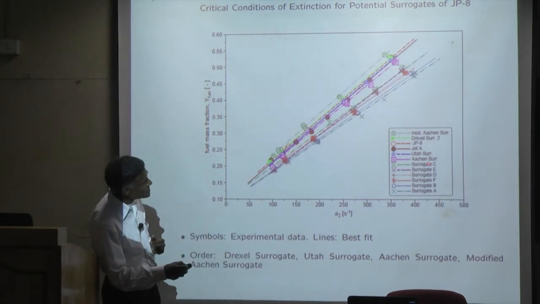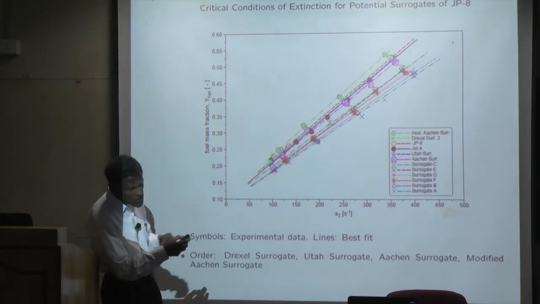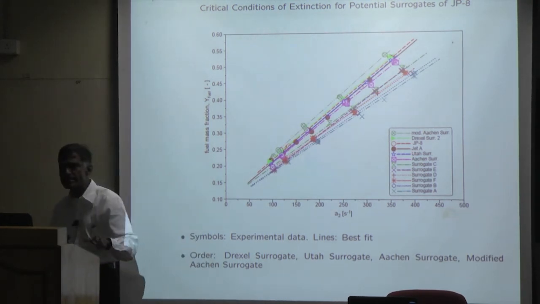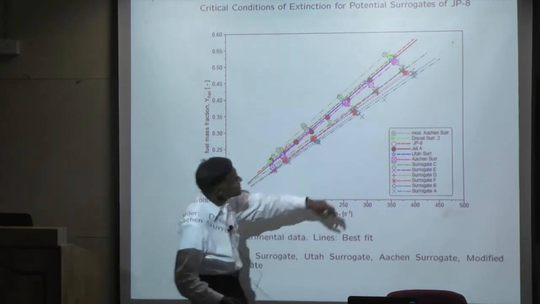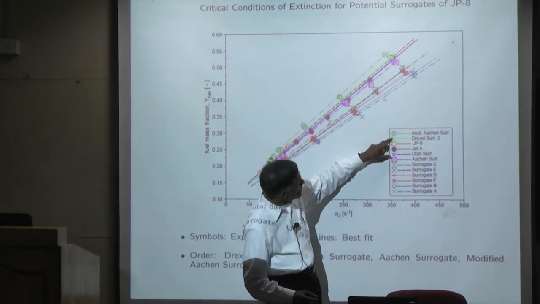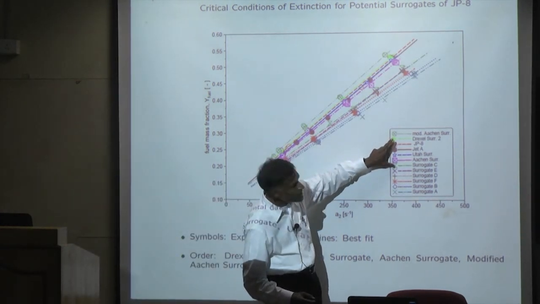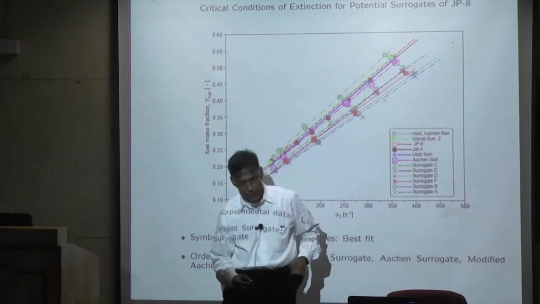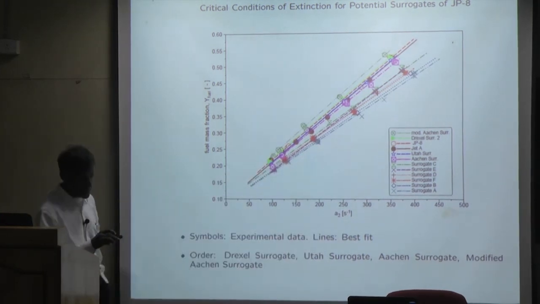If you look at, for example, the Arkansas surrogate versus Jet A, they're still very close. We're looking at very small details. So in principle, one can say these are all pretty good. They reproduce extinction characteristics fairly accurately.